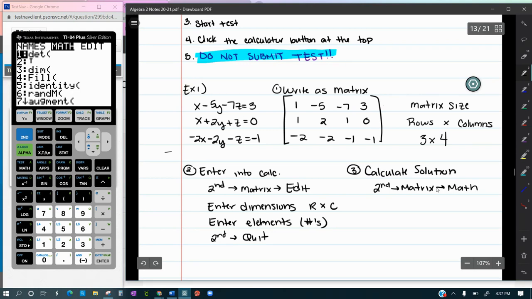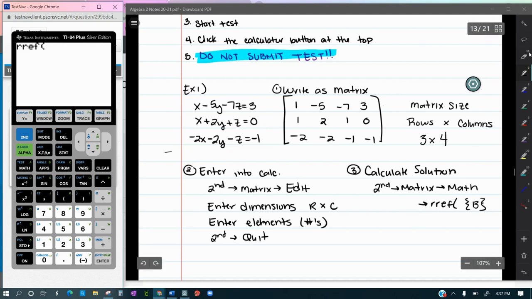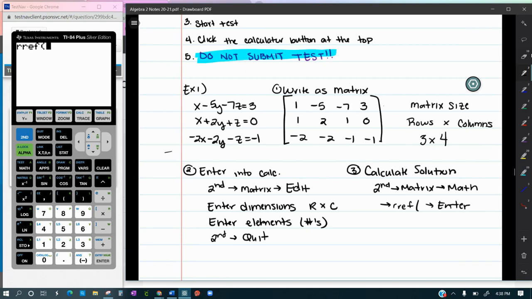So you want to scroll all the way down until you find RREF and an open parenthesis. I do believe that is letter choice B. So we're going to use our down arrow here, and we're going to scroll all the way down until we hit RREF, and we're going to press enter. So let's move this guy over a little bit so we can actually have that written down. So we're going to do RREF, and then we're going to press enter. Okay. Now, that's what it wants us to do, so that's how we solve it. That's that reduced row echelon form. That's going to give us our solution.